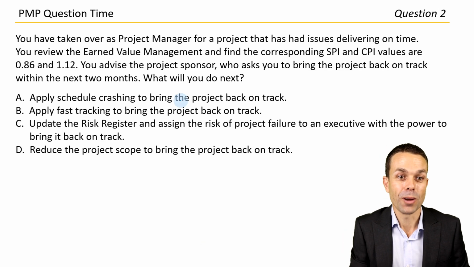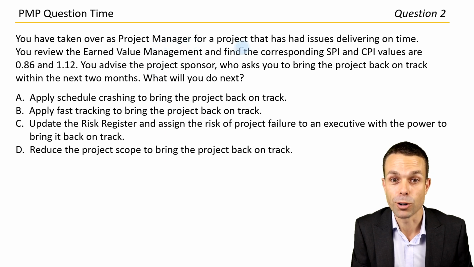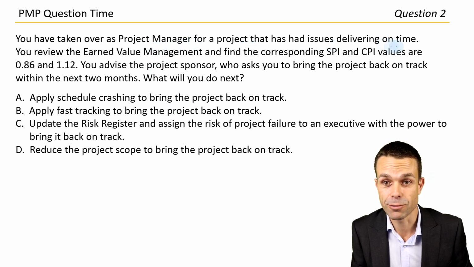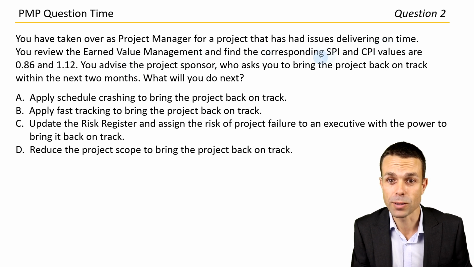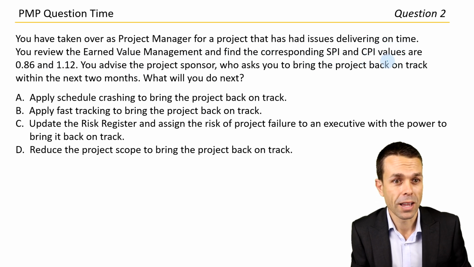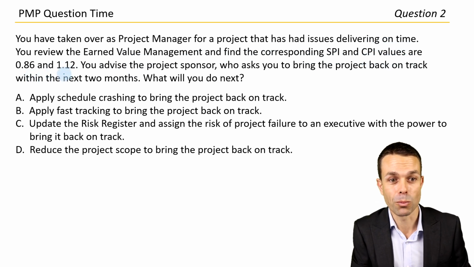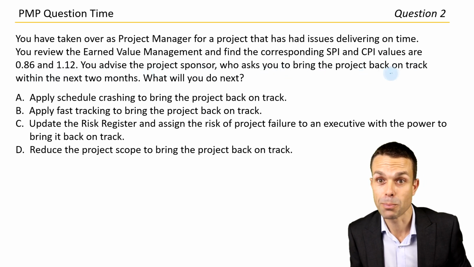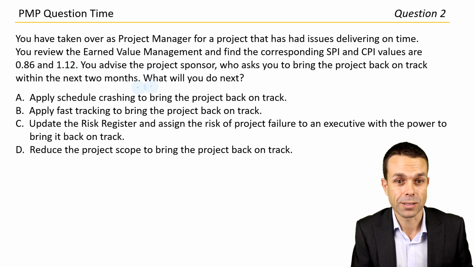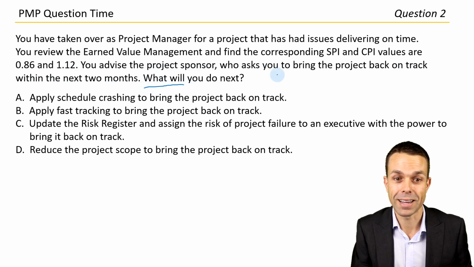Question 2. You have taken over as a project manager for a project that has had issues delivering on time. You review the earned value management and find the corresponding schedule performance index and cost performance index values are 0.86 and 1.12. You advise the project sponsor, who asks you to bring the project back on track within the next 2 months. What will you do next? Wow, okay, this is tricky.